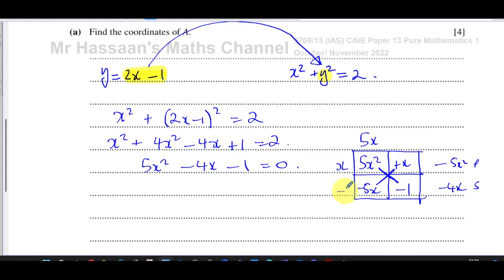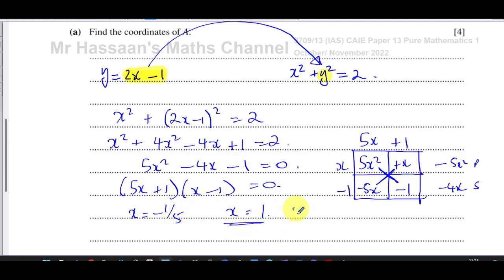5x times minus 1 gives me minus 5x. And what goes here? Well, x times 1 gives me x. So I'm left with 5x plus 1 times x minus 1 equals 0. Let's just confirm. 5x squared minus 5x plus x, that's minus 4x and minus 1. So we have x equals minus 1/5 and x equals 1.